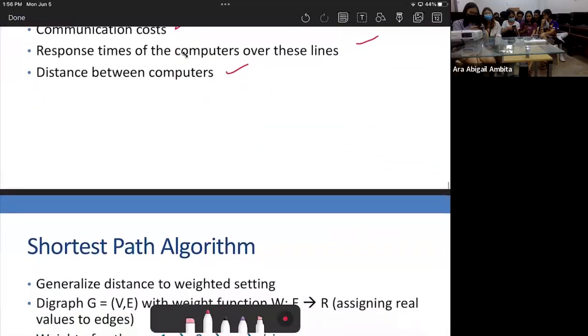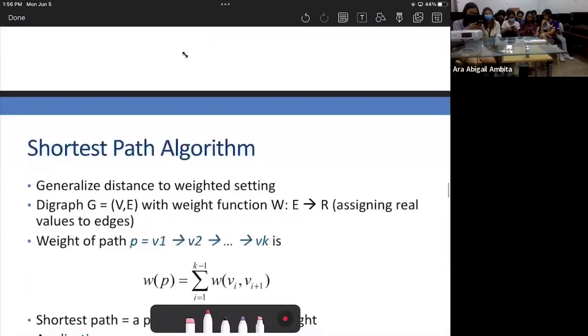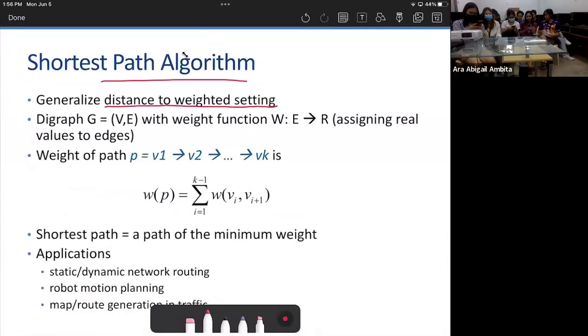So what is the shortest path algorithm? We generalize distance to the weighted setting, and we have a directed graph G composed of vertices and edges with a weight function that maps E to R, wherein E is your edges and R is the weights or values that are assigned to the edges. Okay, there is a mapping between the edge as well as the weight.